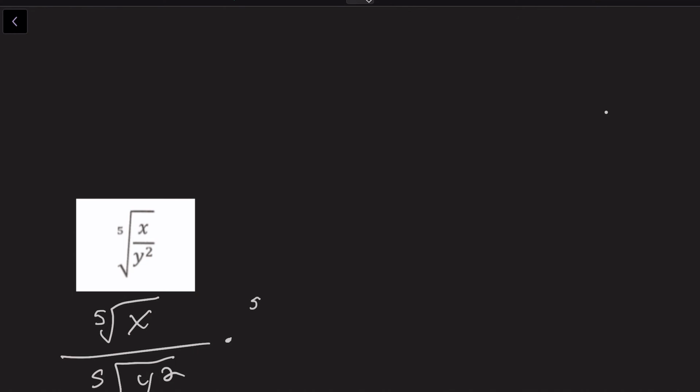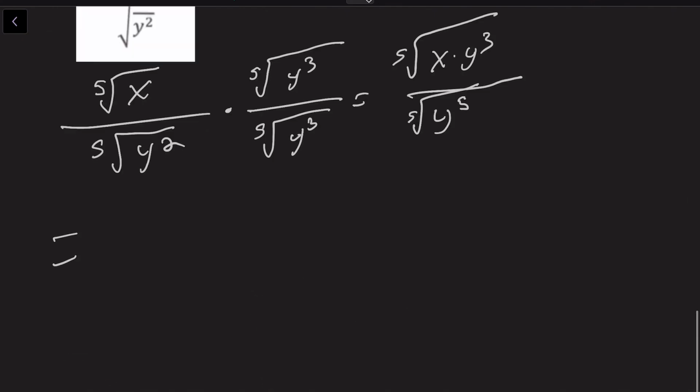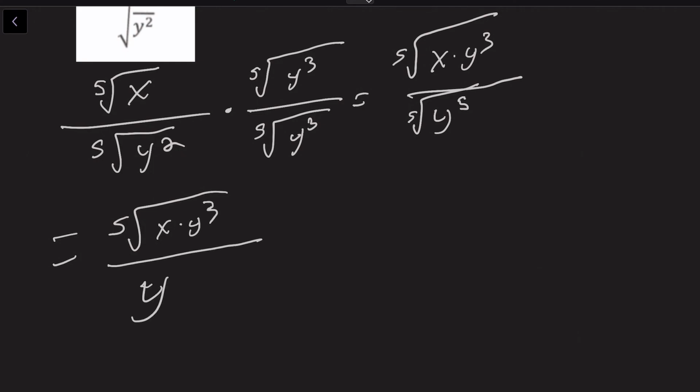So it's going to be fifth root of y to the third over fifth root of y to the third. And that's going to give you the fifth root of x times y to the third over the fifth root of y to the fifth, because y squared times y to the third is going to give you y to the fifth. That's going to give you the fifth root of x times y to the third over y. The fifth root of y to the fifth is just y. And this is going to be your final answer.